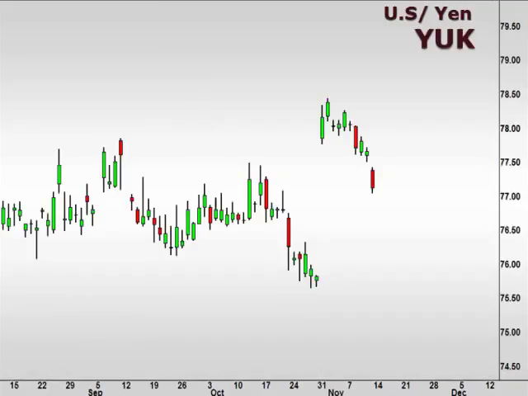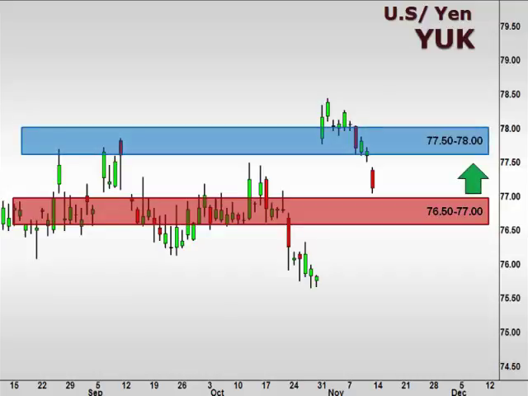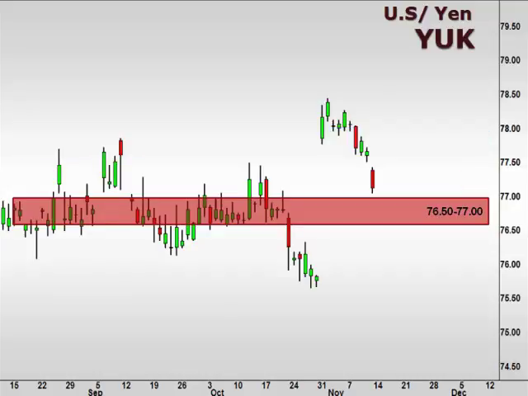Let's take a look at the YUK, the US versus the Japanese yen. Well, the YUK pulled back as expected, hovering just above a key support at 76.5, 77. A bounce here should retest 78. However, we are open to a deeper pullback into the 76.5, 77 support this week.